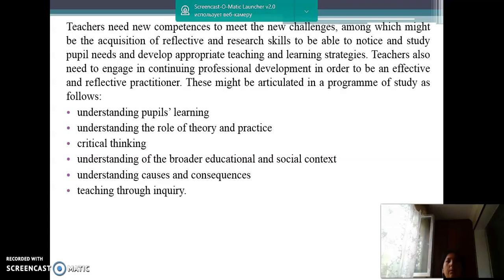Teachers need new competencies to meet the new challenges, among which might be acquisition of reflective and research skills to be able to notice and study pupil needs and develop appropriate teaching and learning strategies. Teachers also need to engage in continuing professional development in order to be an effective and reflective practitioner. These might be articulated in a program of study as follows: understanding pupils' learning, understanding the role of theory and practice, critical thinking, understanding the broader educational and social context, understanding causes and consequences, teaching through inquiry.